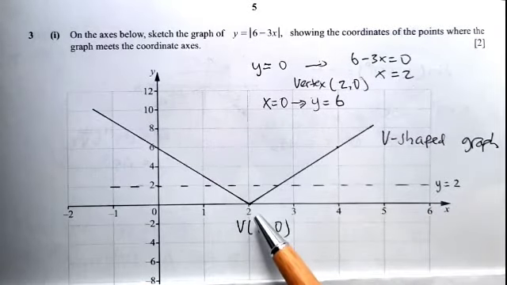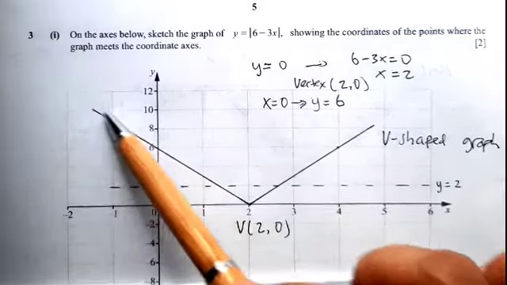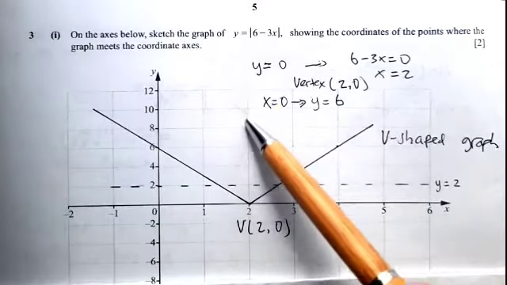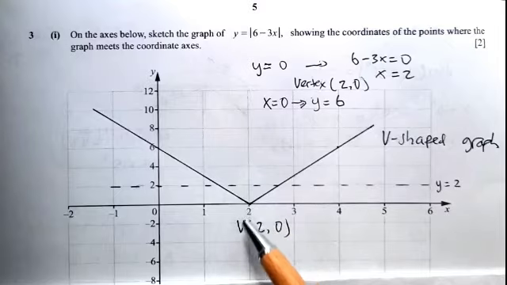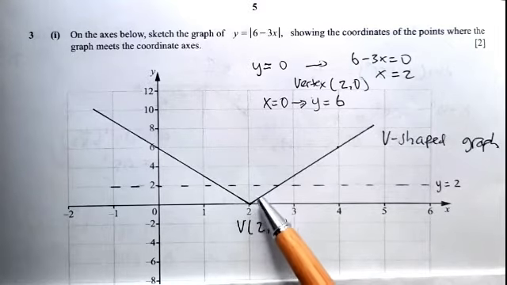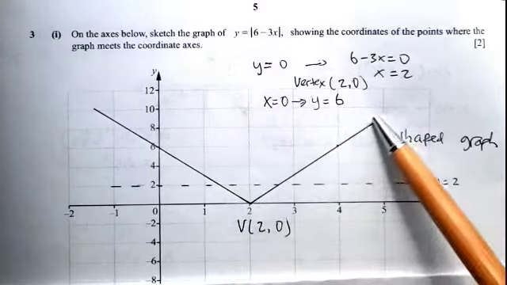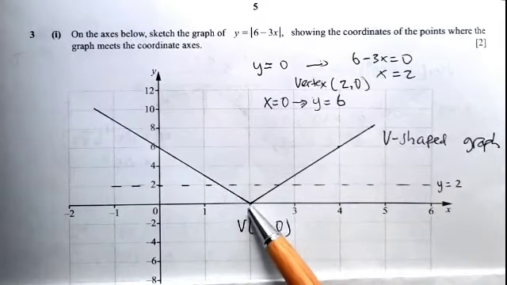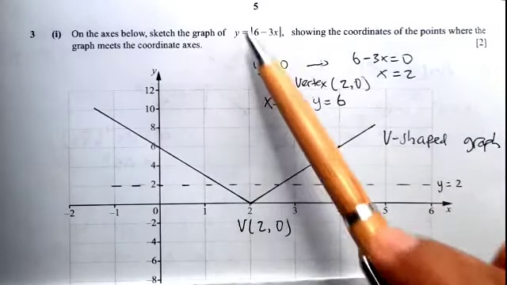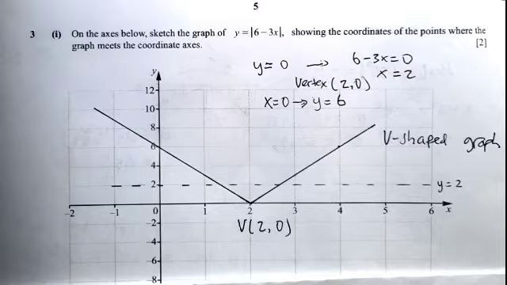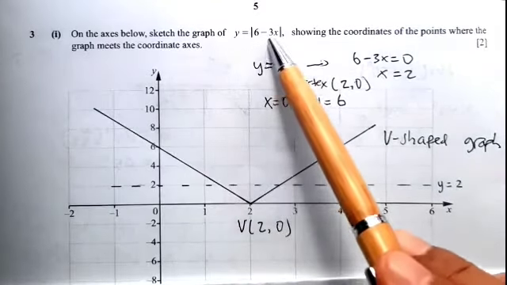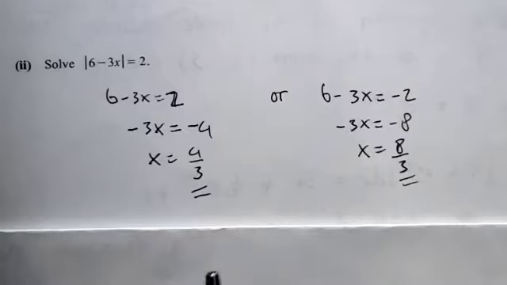Thus, this part will be symmetrical about this line. Thus, the other part of the graph is this one. Thus, that is the graph of y equals the absolute value of 6 minus 3x.